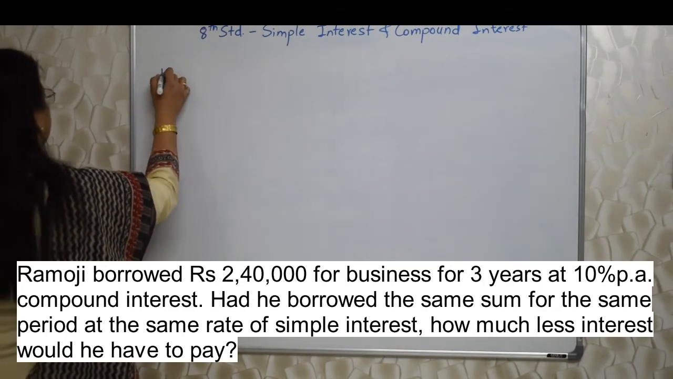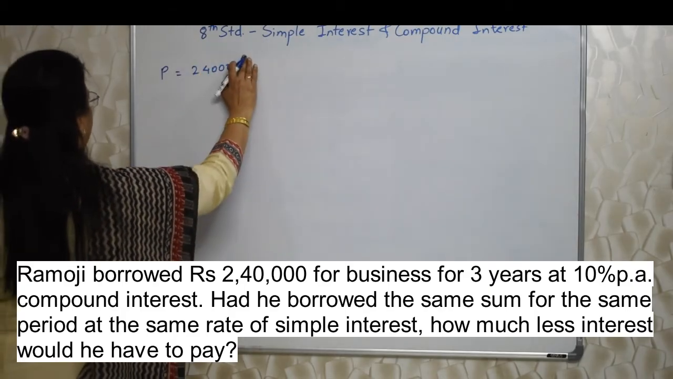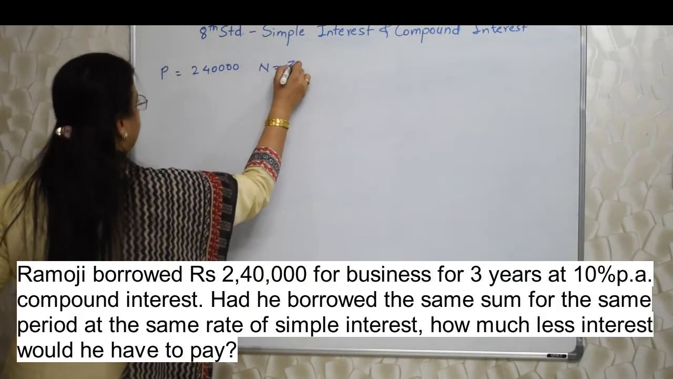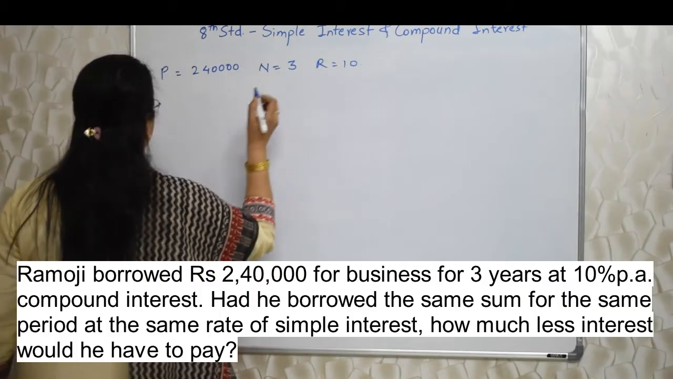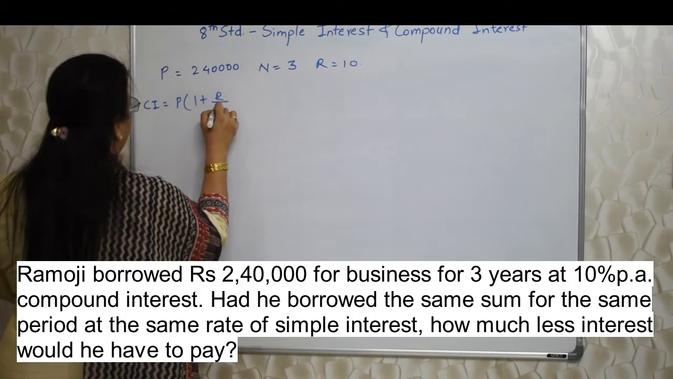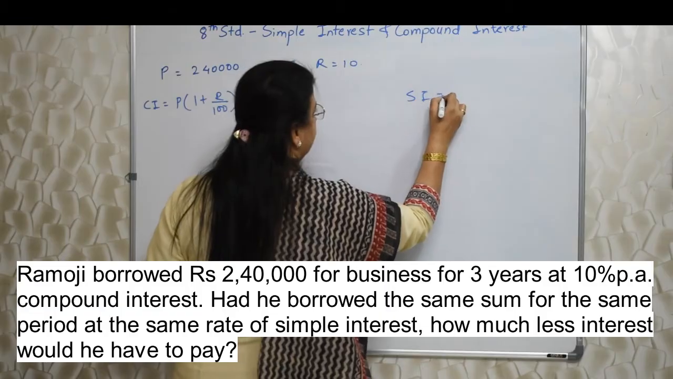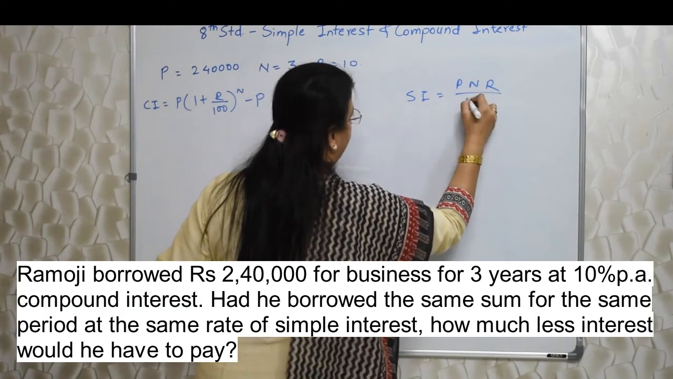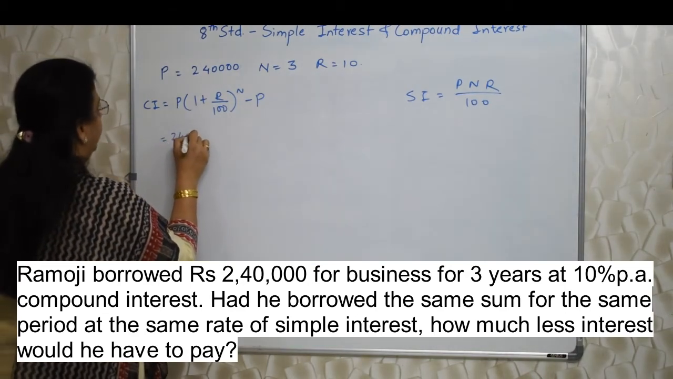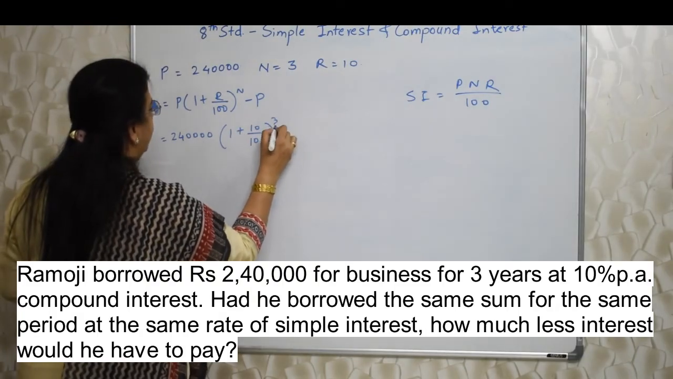Here P is 2,40,000, right? And n is 3, r is 10. CI is P into 1 plus r upon 100 raised to n minus P. SI is PNR or PRN upon 100. Okay, let's substitute the figures. 2,40,000, 1 plus 10 upon 100 raised to 3 minus 2,40,000.